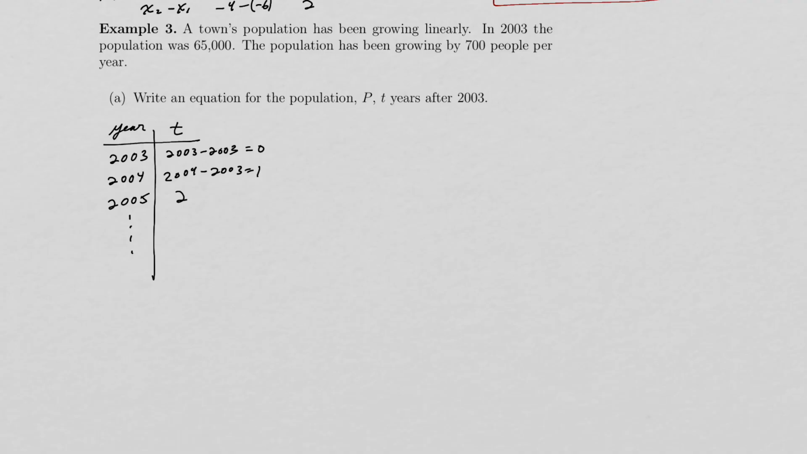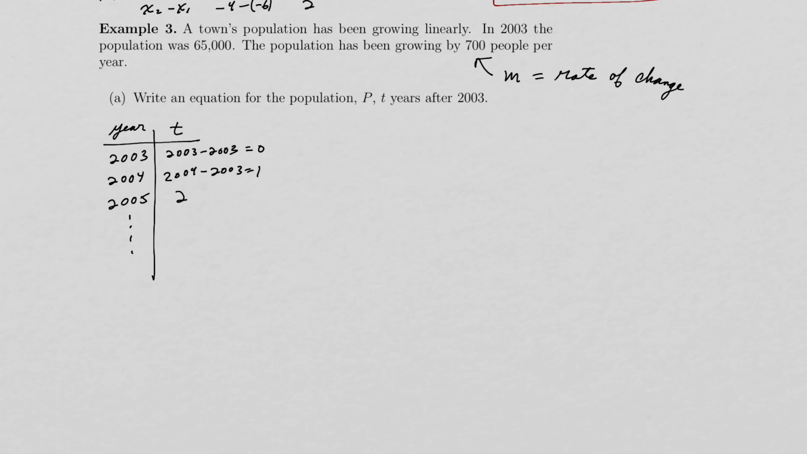All right, so a couple of things. From this, first of all, the population has been growing by 700 people per year, right? That's our rate, 700 people per year. So that rate of change is the slope in this case, right? So this 700 is our slope. It's the rate of change of the population, 700 people per year.